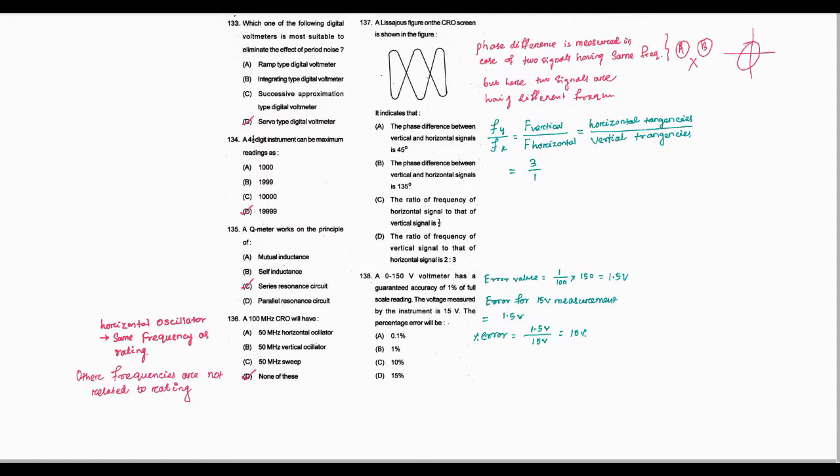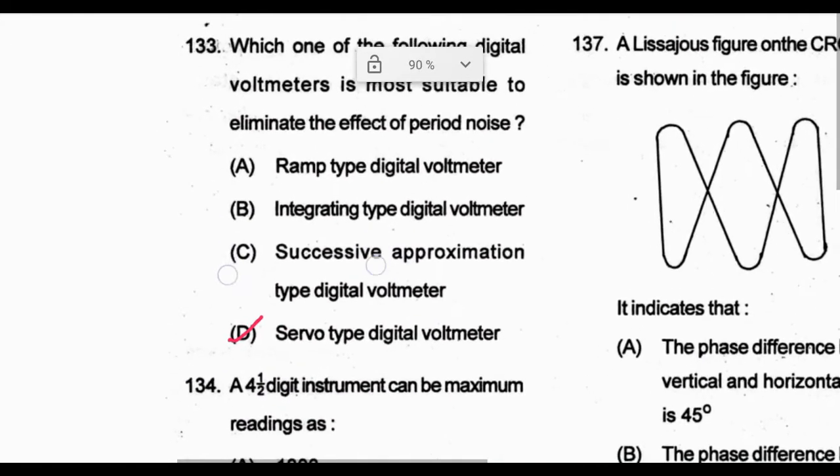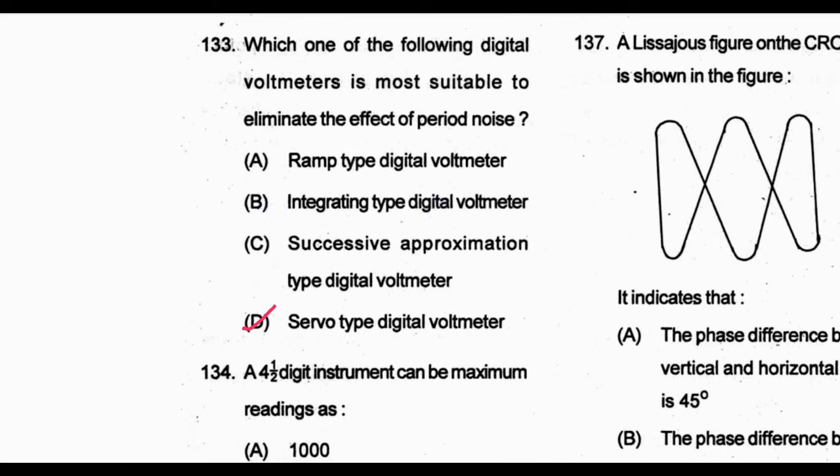Next question is 133. Which one of the following digital voltmeters is most suitable to eliminate the effect of periodic noise? Option A, ramp type digital voltmeter, option B, integrating type digital voltmeter, option C, successive approximation type digital voltmeter, option D, servo type digital voltmeter. So here, for eliminating the effect of periodic noise, we generally use the servo type digital voltmeter. So option D is the correct answer.